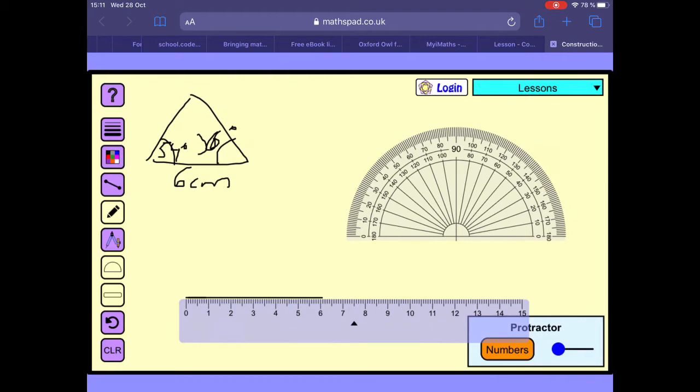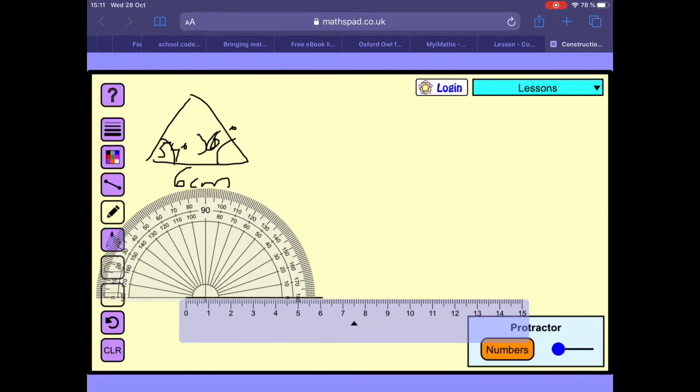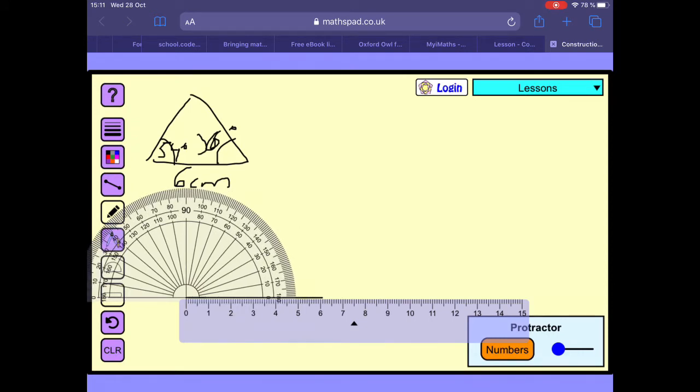I've got a 54-degree angle on the left, so I'm going to take the protractor. The cross of the protractor goes there. It's 54 degrees on the left, so I'm going to take the inside scale now. I get my pencil and measure 54 degrees on the inside scale. So 50 is here, so 54 is roughly there.